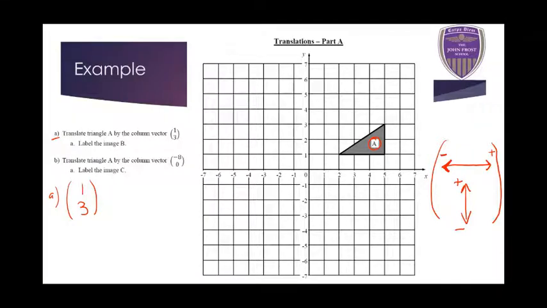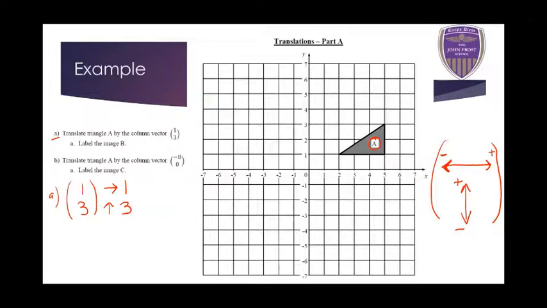So let's have a look at our column vector for question A. The top number is positive 1. So because it's positive, we know that it's telling us to go to the right. How far is it telling us to go to the right? Well, it's 1. So we're going to go to the right once. Now, what about the bottom number? So this one told us whether we went up or down. Because it's positive, we know we're going to be moving the shape up. And because it's 3, we're going to be moving the shape up 3 times.